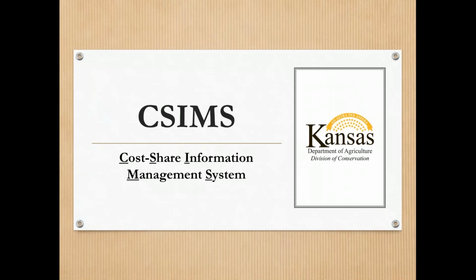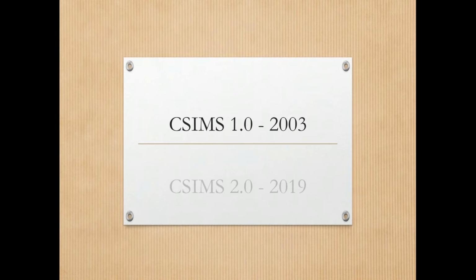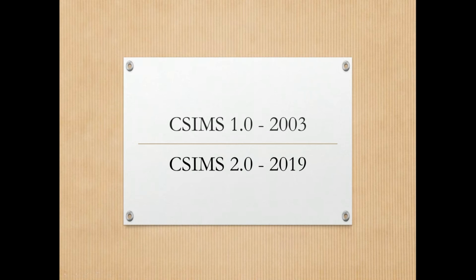Good morning, everybody. I'm going to talk about the Kansas Cost Share Information Management System that we have, which we refer to as CSIMS. Back in 2003 is when CSIMS 1.0 got its start, and it has taken many, many years and lots of planning, but we're here now in 2019 with upgrading to CSIMS 2.0.